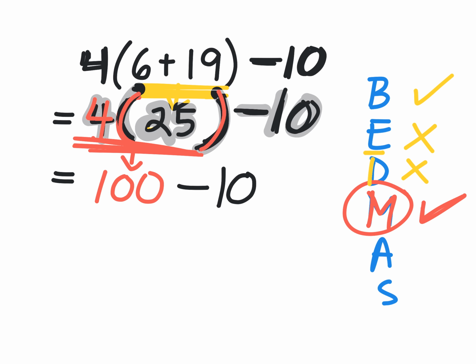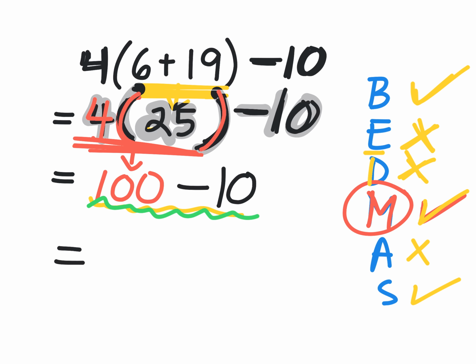We only have one more operation left in this whole question. We've already gone through the list. We did the brackets. We had no exponents. We had no division. Do we have any more multiplication, or are we done with multiplication? We're done. Do we have any addition? No. Do we have any subtraction? Yes. That's the last and final step. All we have to do now is calculate 100 take away 10. 90. That's the answer, 90.